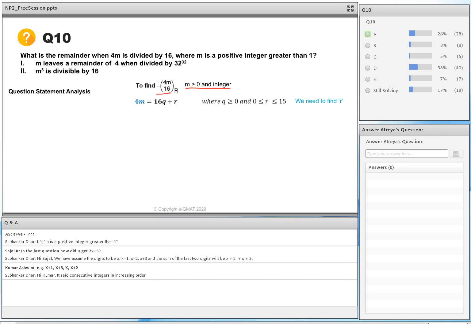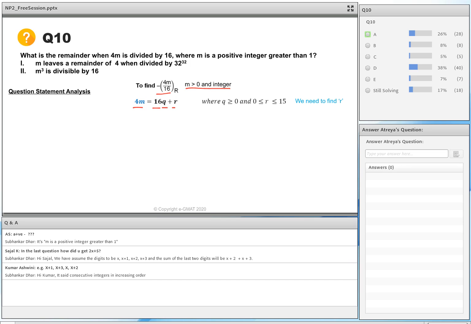So we'll use the basic concept again. What is the basic concept? The value of a dividend is equal to the divisor times the quotient plus the remainder. So the dividend is equal to divisor times quotient q plus remainder.